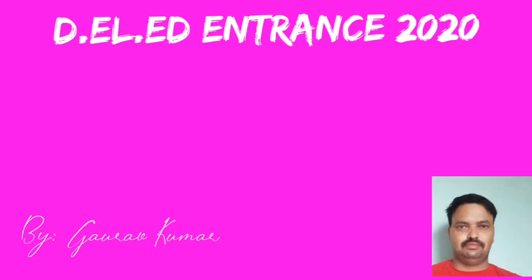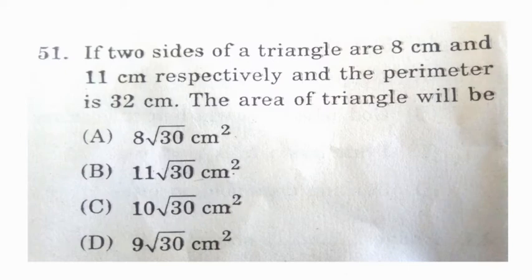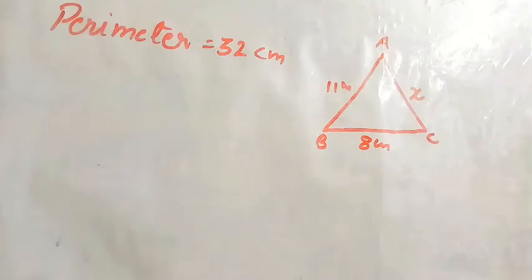So here I am going to discuss the mathematics part only, and the first question is: if two sides of a triangle are 8 cm and 11 cm respectively, and the perimeter is 32 cm, the area of the triangle will be? See the options and let us see the solution.